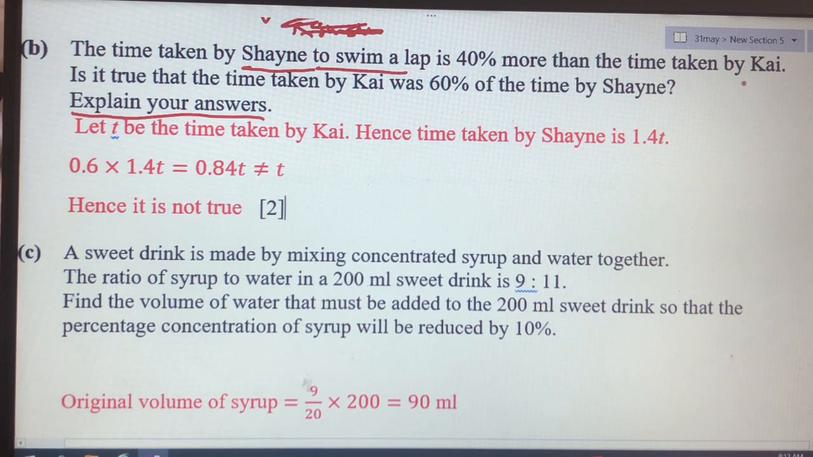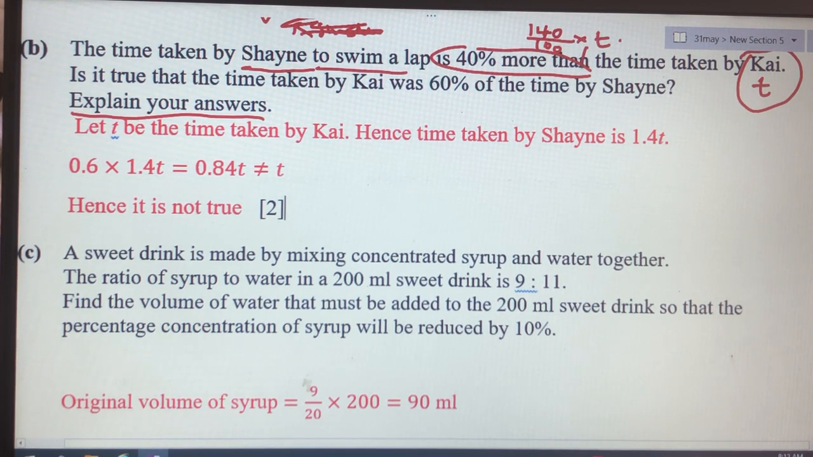the timing, let's say Kai, I let it be T, you can let it be X or whatever, up to you. Then this, right, 40% more means 140 over 100 times T, right? So you can show your working here, and then this time by Shane will be this. Okay, clear?